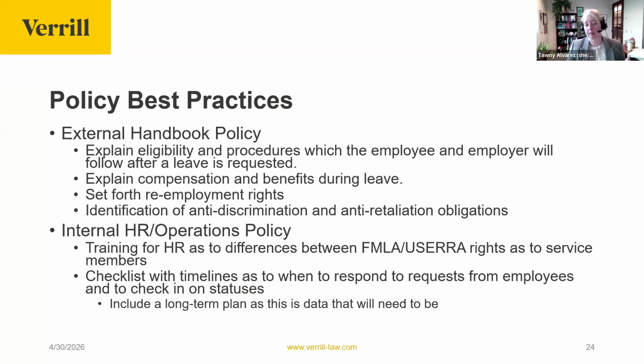Then, and this is what I highly recommend, is having an internal HR operations policy that sets forth the timeline for when things need to be communicated. This is a situation where we have employees who could be out of work for extended long-term periods of leave, five years or more in many cases. So there has to be a way in which this data is appropriately captured. And for smaller employers, that can be difficult.